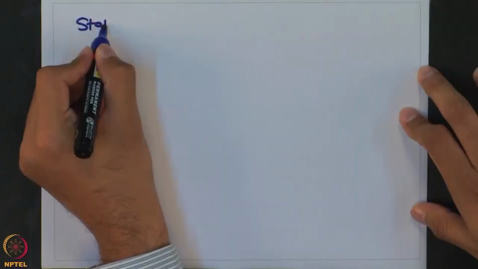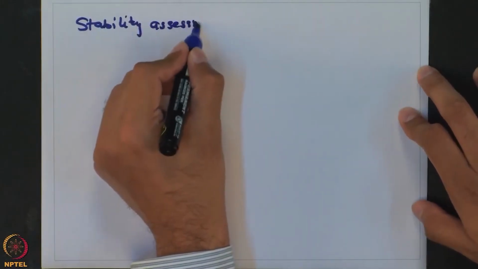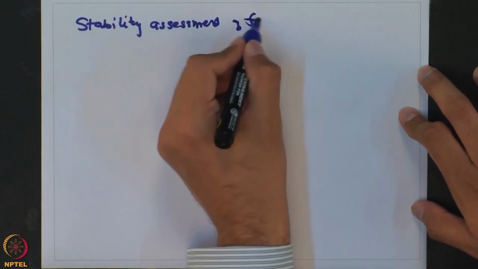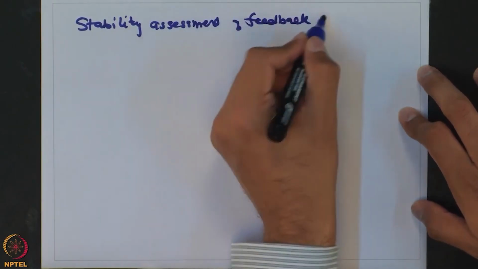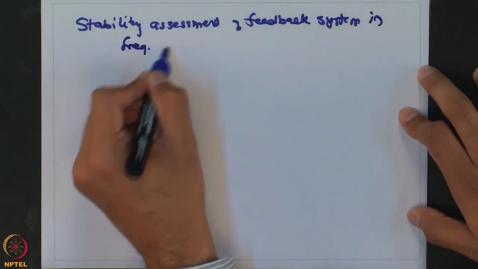So, let us now see how we use this information to assess the stability of a feedback system. So, we will see stability assessment of feedback system in frequency domain.